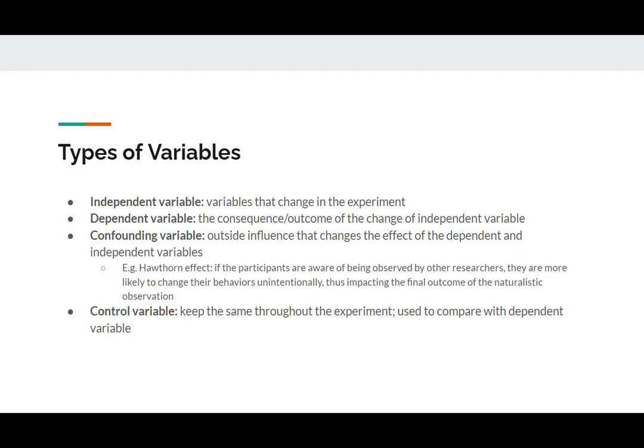So there's a really key concept called the Hawthorne effect. It basically states that if participants are aware of being observed by researchers, maybe from research methods like naturalistic observation, they're more likely to change their behaviors, unintentionally or intentionally. Thus impacting the final outcome of the naturalistic observation.